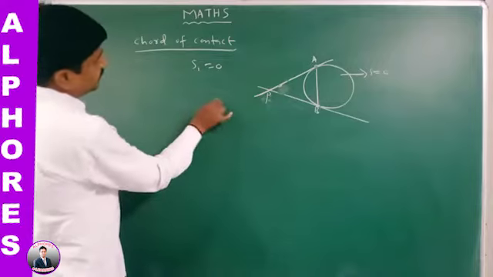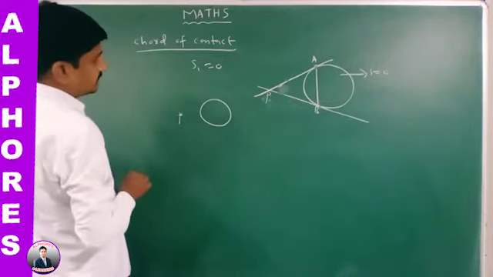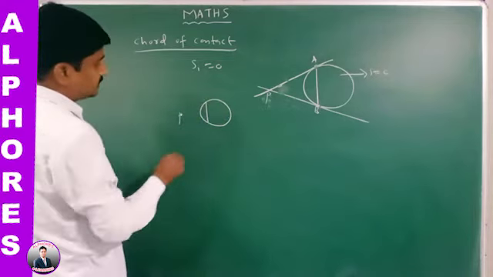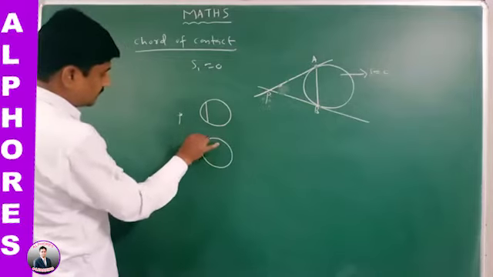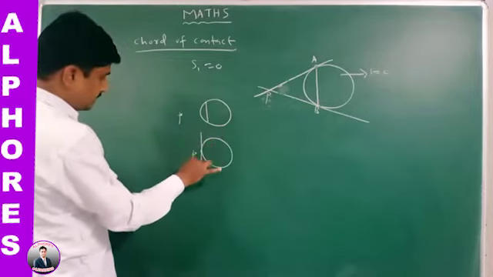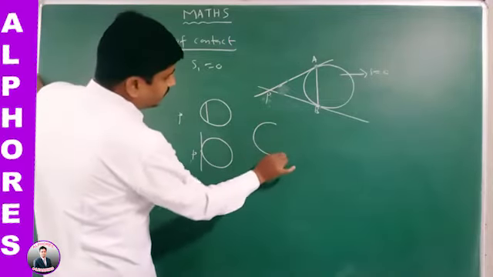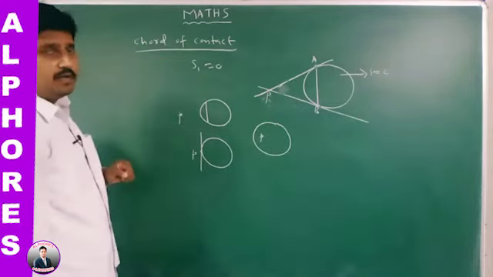Okay, next, here the point P lies outside the circle S equal to 0, and the chord of contact of P is a chord of the circle. If the point P lies on the circle, then the chord of contact of P is the tangent at P of the circle S equal to 0. If the point P lies inside the circle, then the chord of contact of P does not exist.